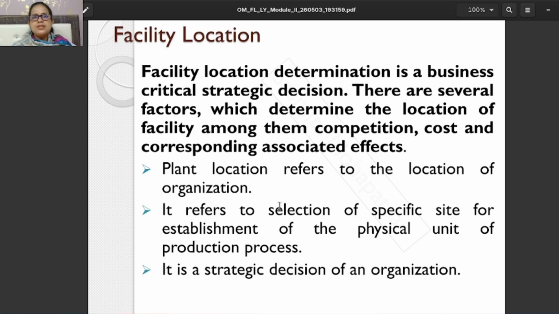The plant location refers to the location of the organization. That is the place where we are going to establish our organization. It involves selection of a specific site and establishment of the physical units. Because when we are selecting a site or a place, we have to establish the physical units, our machines, our facilities, everything. So this is called a strategic decision of an organization.